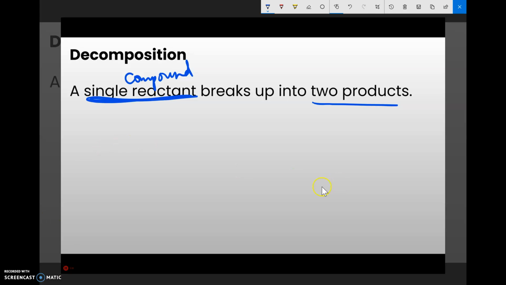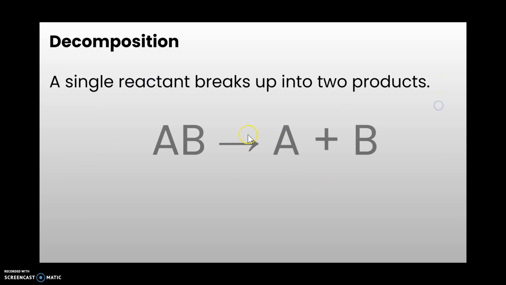Okay, that's decomposition. All right, so here's a little picture of the general equation. So again, AB yields A plus B. So this time the single reactant is a compound, and it's breaking up into 2 different elements, or sometimes it's an element and a compound.